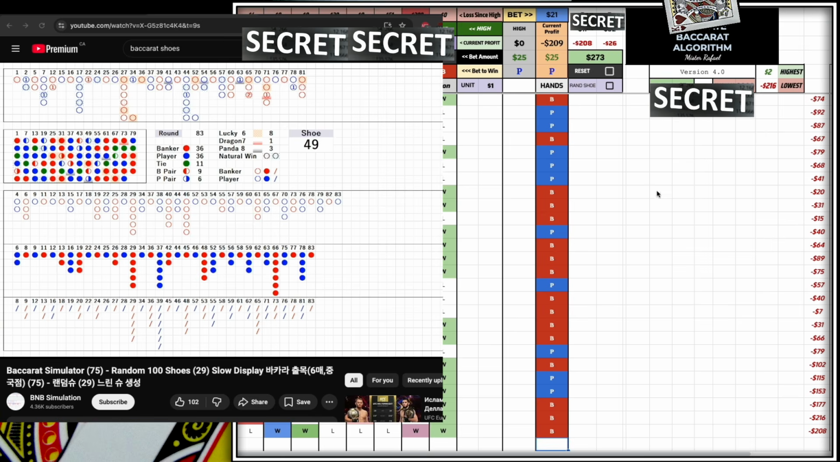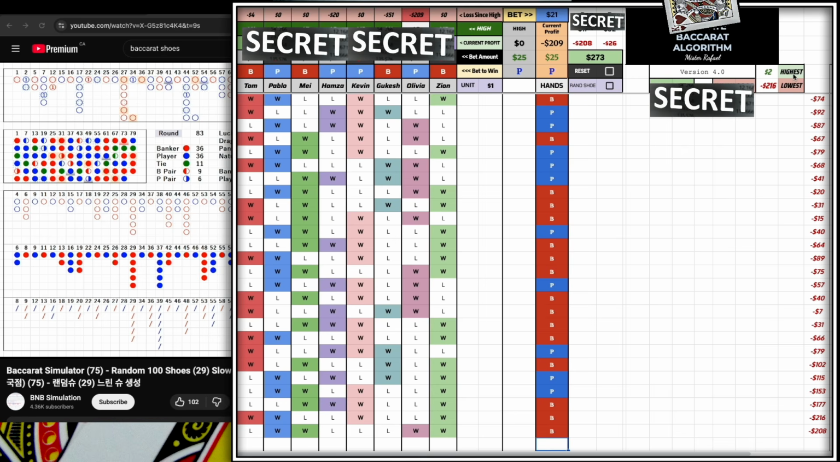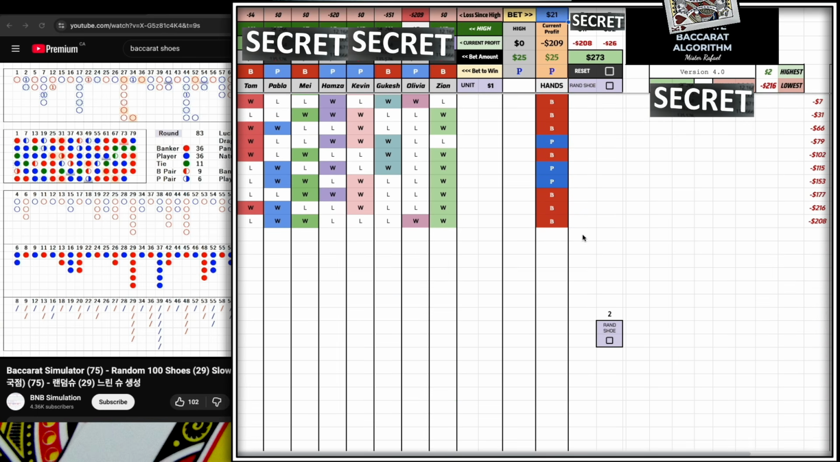Whoa, okay, not off to a good start for shoe 49. We had a high of only $2, 2 units. Biggest drawdown, minus 216. Currently sitting at minus 208 with the next bet being $21 on player.